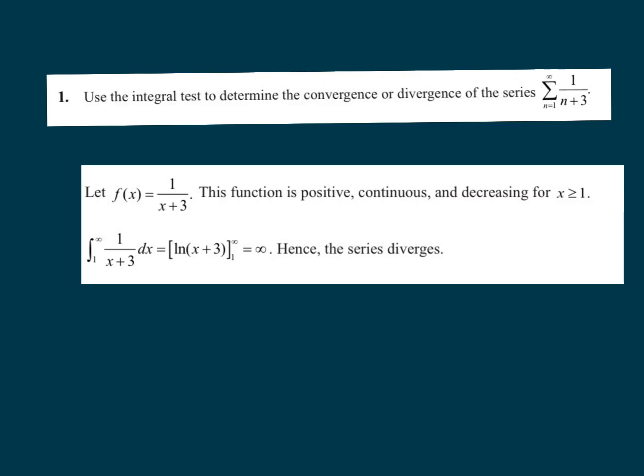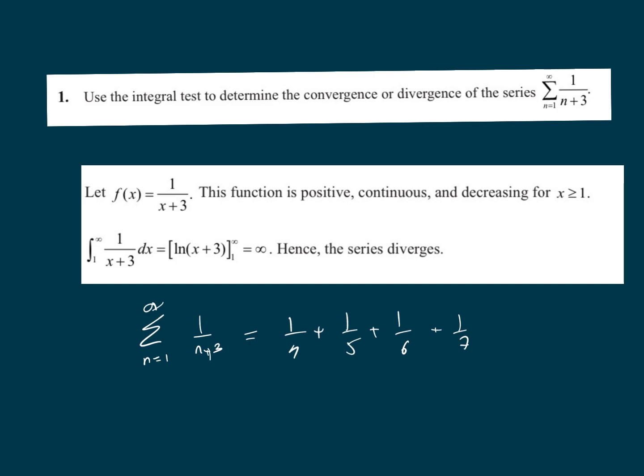Okay, let's apply the integral test to this problem. This problem says determine the convergence or divergence of this series. It's always good to write a few terms of the series. The series is 1 divided by n plus 3. So when n equals 1, this is 1/4. When n equals 2, it is 1/5. Then 1/6, 1/7, etc. So it's part of the harmonic series, the harmonic series except for the first few terms. So we know that this series diverges.